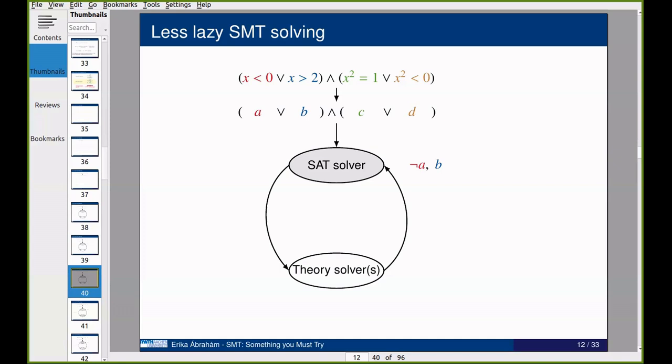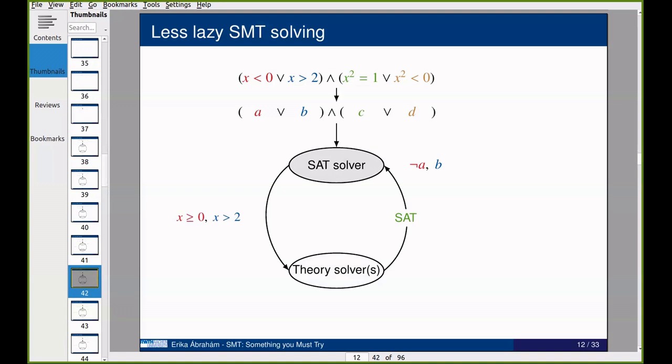And now in less lazy SMT solving, after each such cycle of a decision and propagation, we consult a theory solver asking, well, A is false, so the first constraint is false. That means X needs to be less or equal to 0. And B is true, so X larger than 2 should also hold. And we ask some theory solver, let us use it as a black box. And the theory solver will say, well, it is satisfiable, for example, X equals 3. If it is integer or real, it would be a solution.